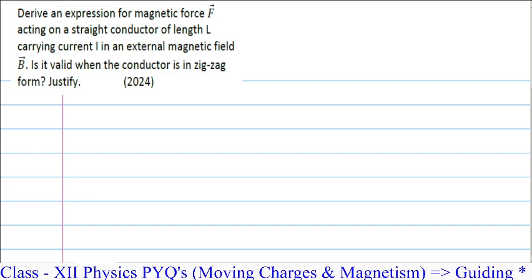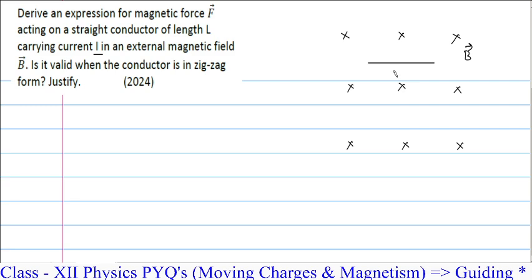In this question, derive an expression for magnetic force acting on a straight conductor of length L carrying current I in an external magnetic field B. So, assume that there is an external magnetic field. We are considering the magnetic field to be uniform. So, in this uniform magnetic field, a conductor of any length is present, as shown here.